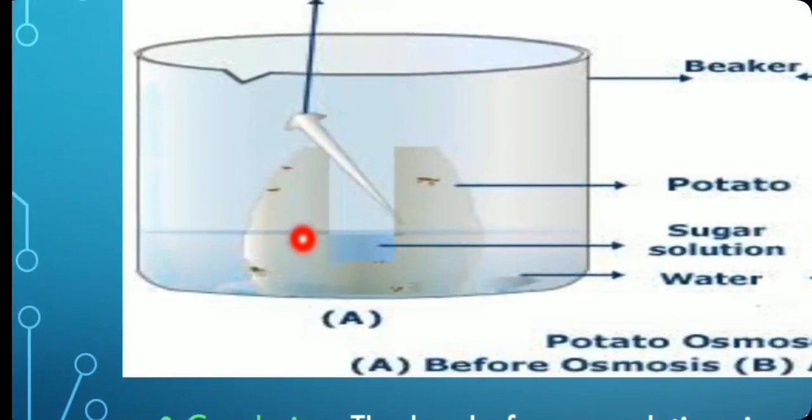a potato, okay, and a beaker. Okay, so beaker, potato, you have to peel the potato and then make a cavity inside. Okay, just by using your knife or blade, you can just make a cavity like this as shown in the picture.